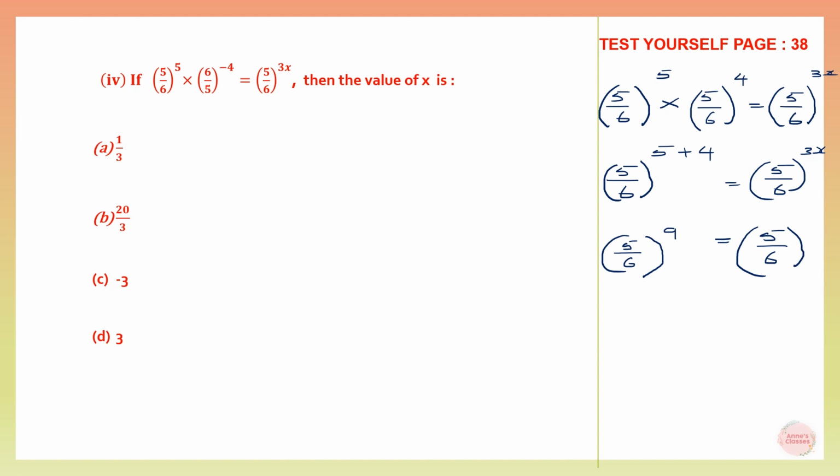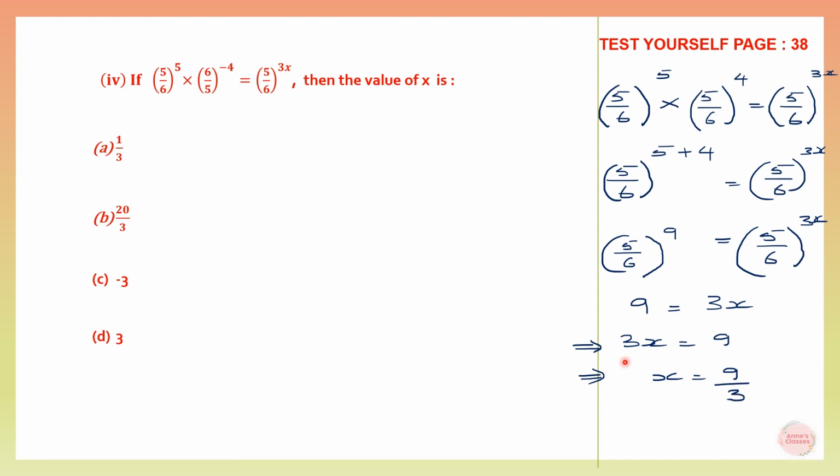So now can you see that the base is equal? So the base is 5 by 6 here and 5 by 6 here. So when the bases are equal, the powers are also equal. So this will be 9 is equal to 3x or 3x is equal to 9. Now we can find the value of x. x is equal to 9 divided by 3.